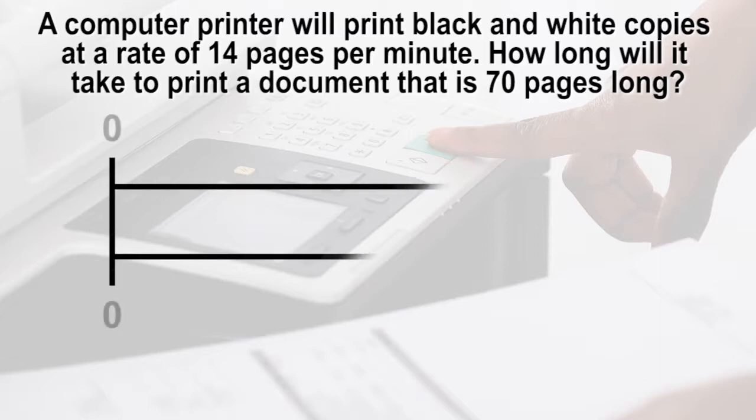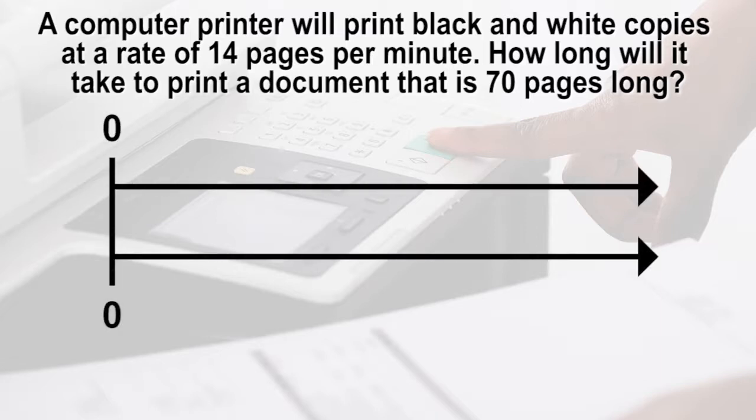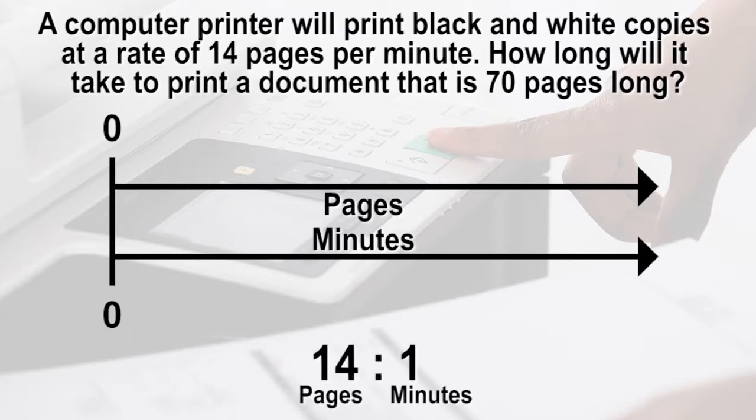We draw two number lines, one over the other, with one line representing the printed pages and one line representing the minutes. This problem uses different units, pages to minutes. So let's start by representing the ratio of pages to minutes at equal intervals on the number lines. The first partition is at 14 for the number of pages, and the first partition on the second line is 1 for the number of minutes.